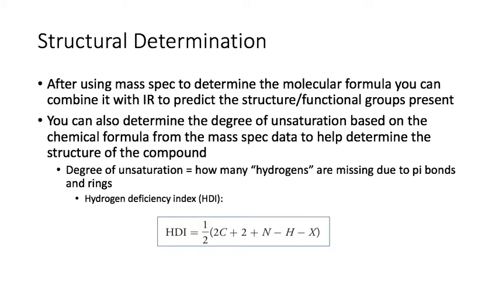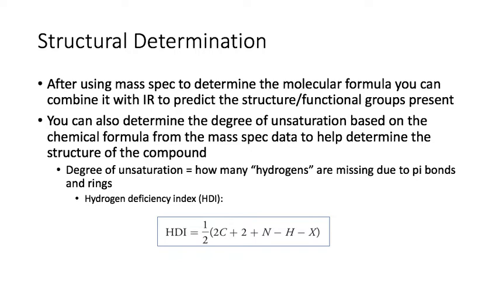Another feature of information that you can get after using mass spec is to help you determine the structural arrangement. Along with IR, you can predict what functional groups are present, but you can also determine the degree of unsaturation based on the chemical formula from the mass spec data. This helps you determine the structure of the compounds. So do you have double bonds, triple bonds, rings? What do you have? The degree of unsaturation that you're going to calculate tells you how many hydrogens are missing due to pi bonds and rings.